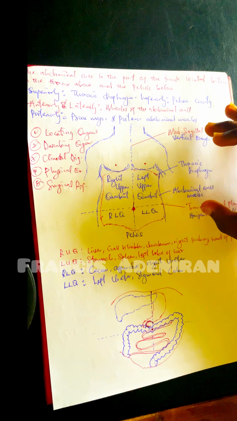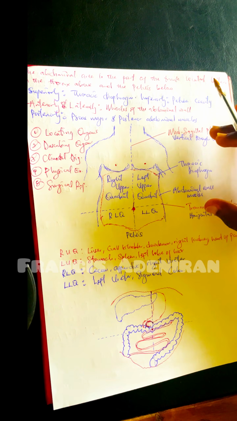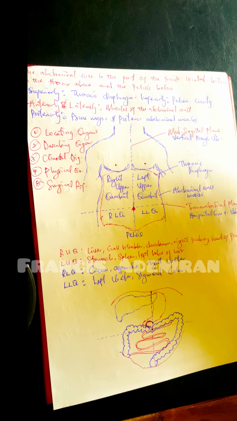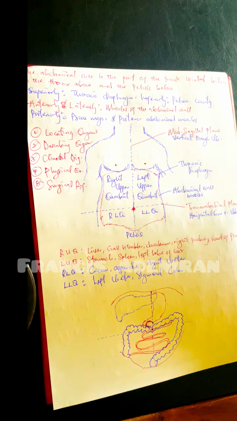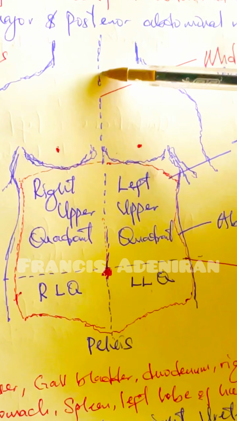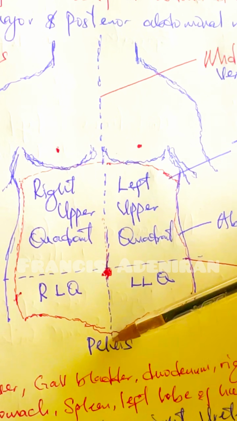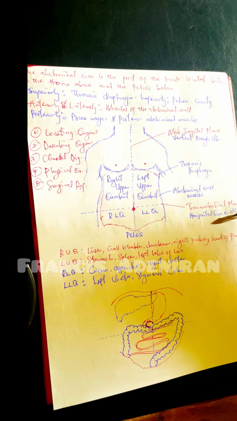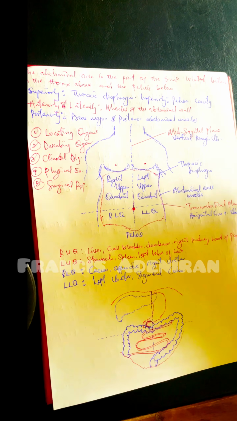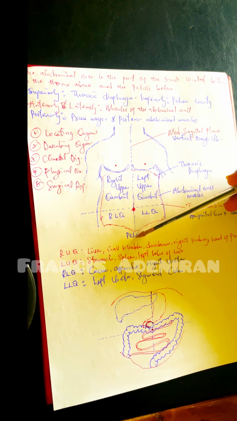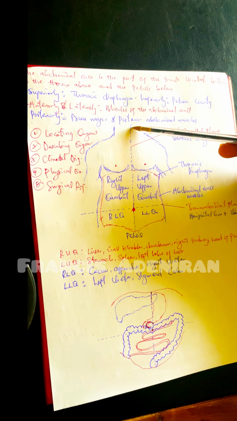Now, to best understand this, we need to know the lines that help in dividing this abdominal part into the 4 quadrants. Now, we have 2 lines. We have a vertical line and a horizontal line. Now, the vertical line is called the mid-sagittal line. This is the mid-sagittal line. And if you recall, in one of our previous videos, we said the sagittal line is that line that divides the body into 2 equal halves, right? Left and right. So this mid-sagittal line is the first line that divides the body to form the 4 quadrants.